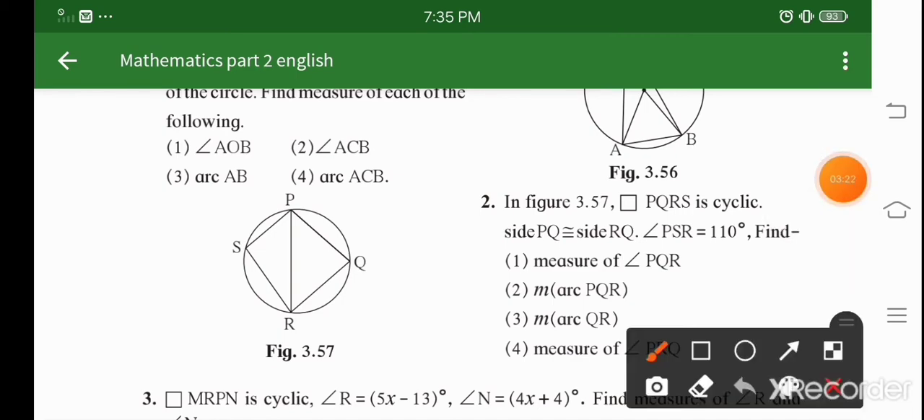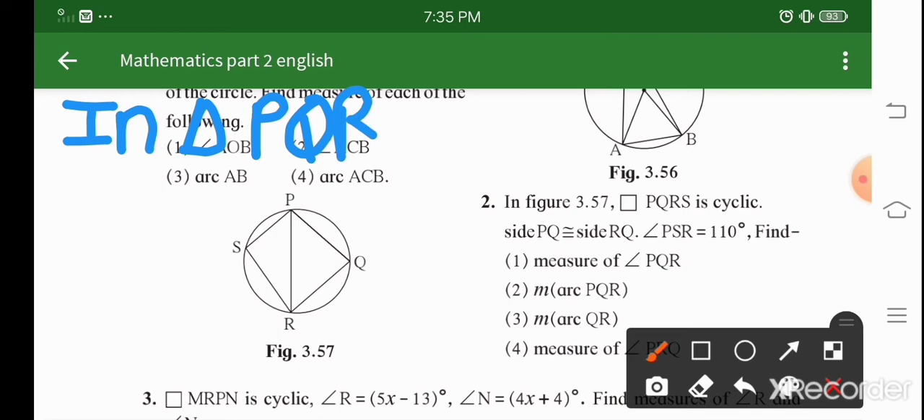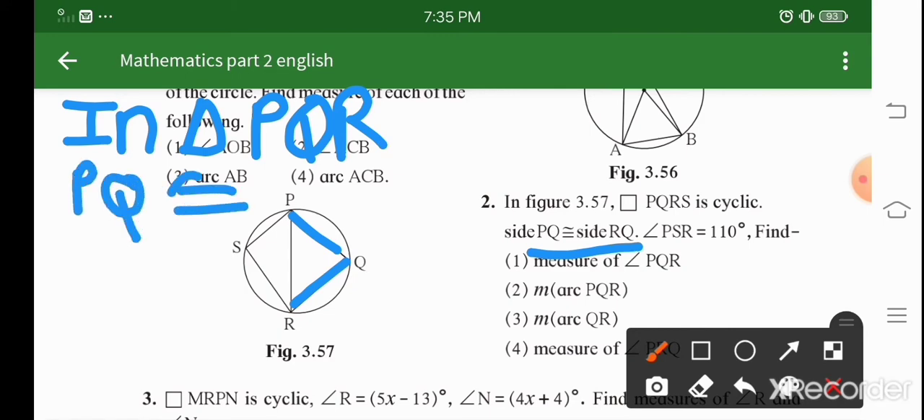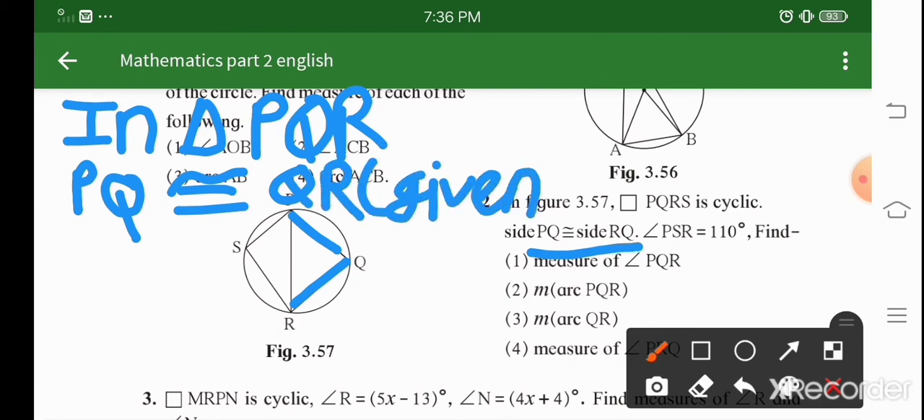How can we do that? See, this is a triangle, so just write in triangle PQR. We have this PQ and this QR, they are given, right? So just write PQ is congruent to QR, and from where you got this: it is given. If these two sides are equal, the corresponding angles are also going to be equal. That is the isosceles theorem.